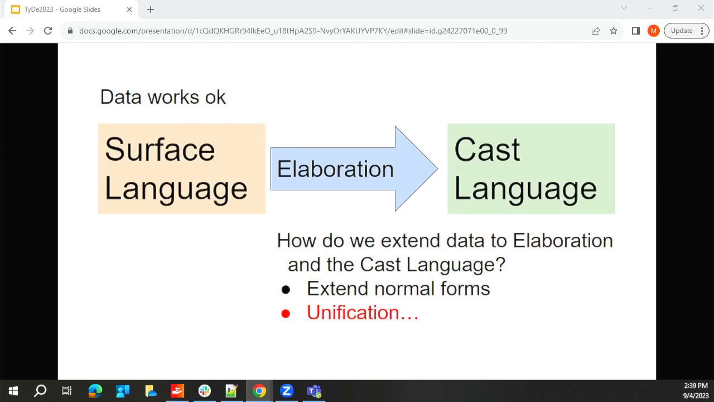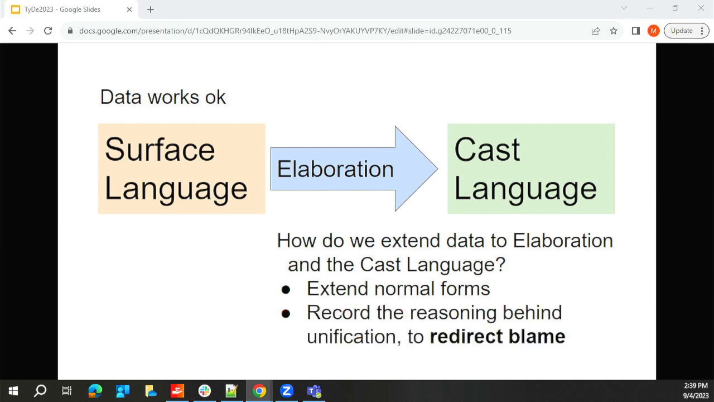Then we need to deal with unification. And the way we're going to deal with unification is by recording the normal steps you would use to unify into the terms. And this is so we can redirect blame to the thing that caused it.